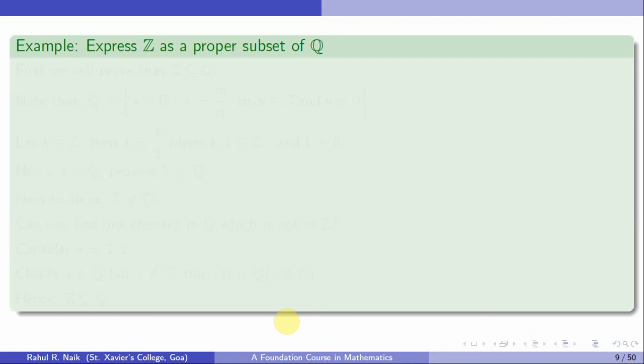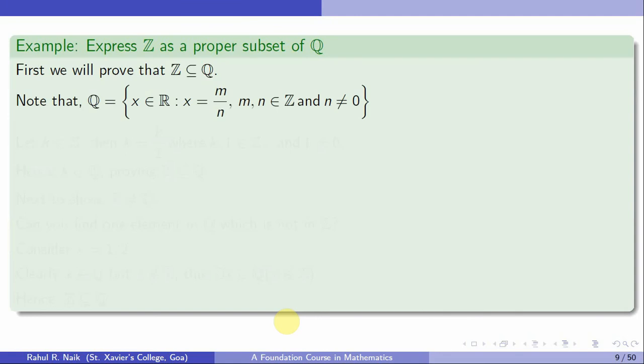Examples: show that Z is a proper subset of Q. First of all, you will prove that Z is a subset of Q. That means for every element of Z, you have to show that it's an element of Q, and that is very simple. You just take any arbitrary element from Z and prove that it is of the form m by n. Q is the set of all real numbers with the property that the element is of the form m by n, where m and n are integers and n is not equal to 0.